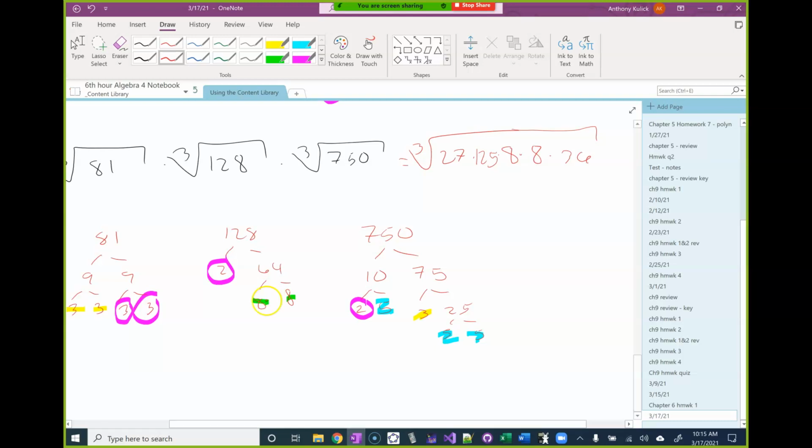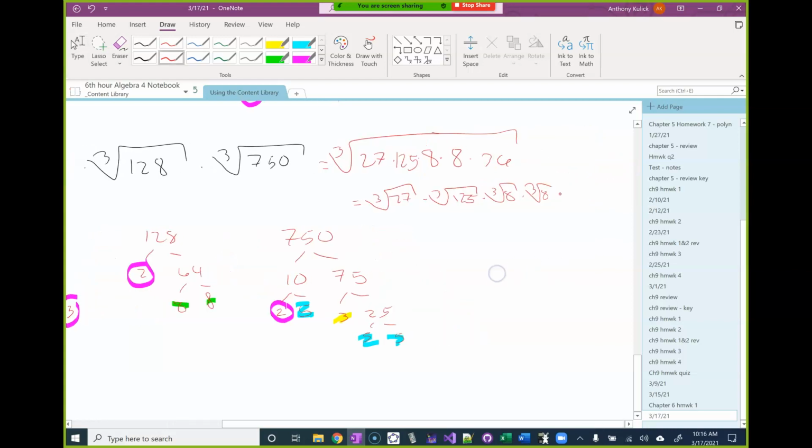So I have cube root 27, cube root 125, cube root 8, cube root another 8, and then cube root 36. So cube root 27 is 3, cube root 125 is 5, cube root 8 is 2, and cube root 36 we can't do anything with. 3 times 5 times 2 times 2 is 60. And that's as good as we can do.